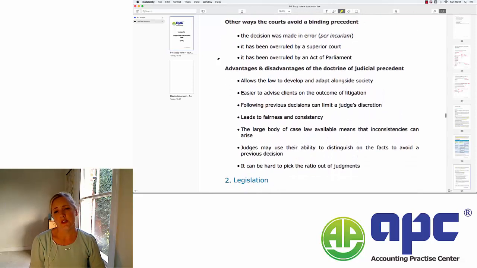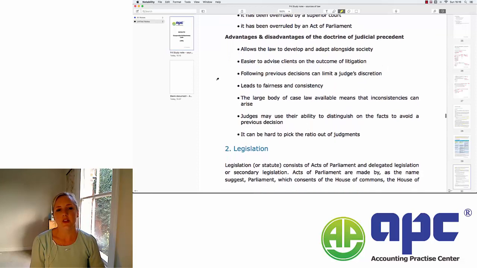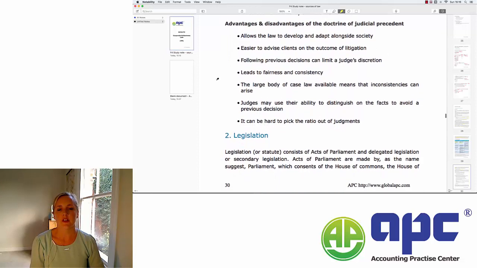There are advantages and disadvantages of it, and actually some of the advantages are also disadvantages, so it depends upon which way you're looking at it. But it's felt that the system of judicial precedent allows the law to sort of ebb and flow and move with society. On the flip side of that, it's felt that it's quite limiting, that you're set to follow these precedents that judges might not necessarily want.